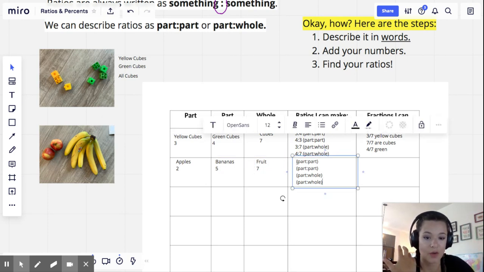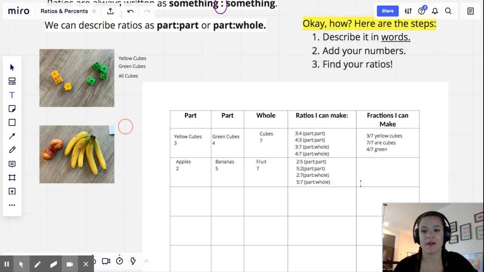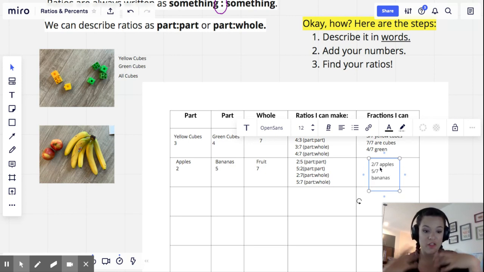So my options for part to part look like this. I have 2 apples to 5 bananas, or I have 5 bananas to 2 apples. I also have 2 apples out of 7 fruits, and 5 bananas out of all 7 fruit. Then I can look at fractions: 2 out of 7 fruits are apples, 5 out of 7 are bananas, and out of all the things I have in this data set, 7 out of 7 are fruit of some kind.